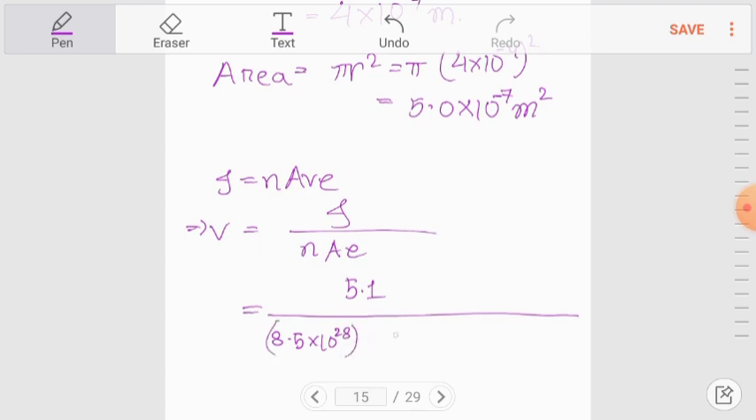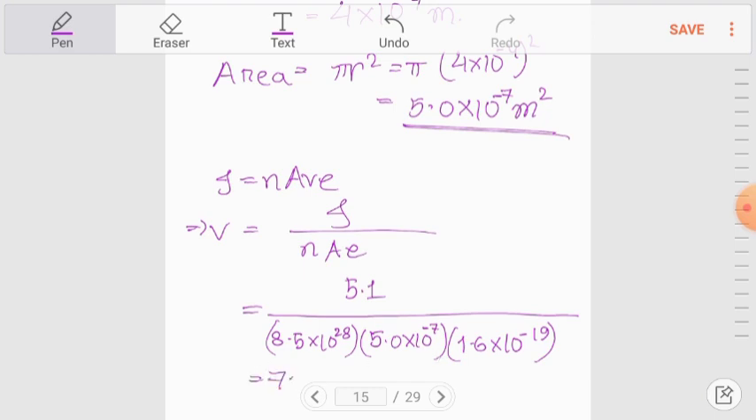And then we need to multiply the value for area. We calculated the value for area here, and that was 5.0 into 10 to the power negative 7. And then we need to multiply it with the value for charge of an electron. The charge of an electron is a constant, that is 1.6 into 10 to the power negative 19. And if you calculate all this, you get a value of 7.4 into 10 to the power negative 4.